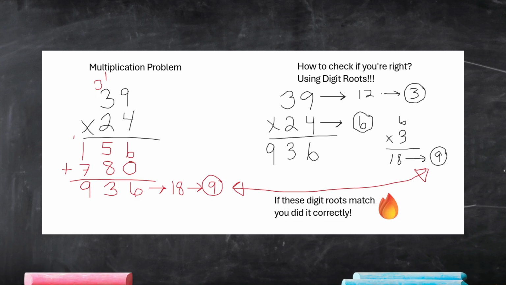We take those two digit roots and we multiply them. 6 times 3 is 18. 18 is not a digit. 8 plus 1 is 9. 9 is our digit root. Those two digit roots equaling 9 proves that our product is correct.